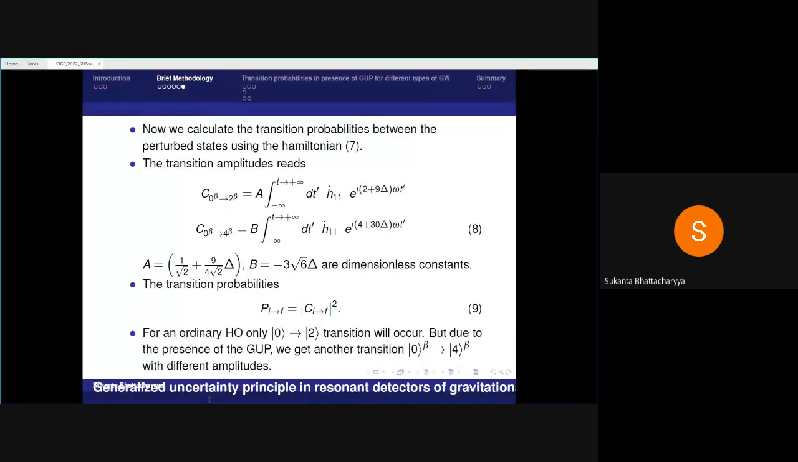Now we calculate the transition probabilities between the perturbed states using the Hamiltonian 2, which is the time-dependent part of the Hamiltonian. The transition amplitudes are given by equation 8. Here, capital A and capital B are dimensionless quantities. Note that if delta beta tends to 0, then capital B also tends to 0, and capital A takes the value of 1 by root 2. In the limit beta tends to 0, therefore, we get the transitions for an ordinary harmonic oscillator in one dimension with the GOF, gravitational wave. This is one of the main findings of our paper.